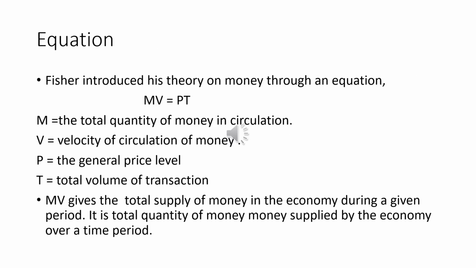Let's move to the equation in detail. Fisher introduced his theory on money through the equation MV is equal to PT, where M is the total quantity of money in circulation and V is the velocity of circulation of money. By multiplying M into V, we get the money supply in the economy. P is the general price level in an economy and T is the total volume of transactions. By multiplying P into T, we get the money demand in a market. MV gives the total supply of money in the economy during a given period. It is the total quantity of money supplied by the economy over a period of time, and PT gives the money demand.